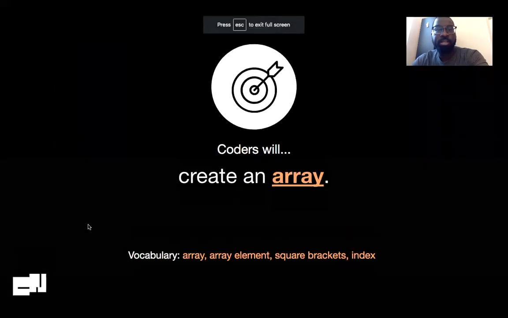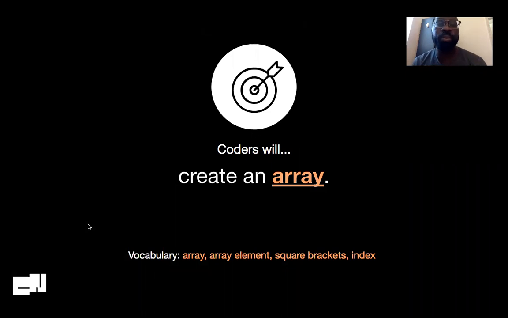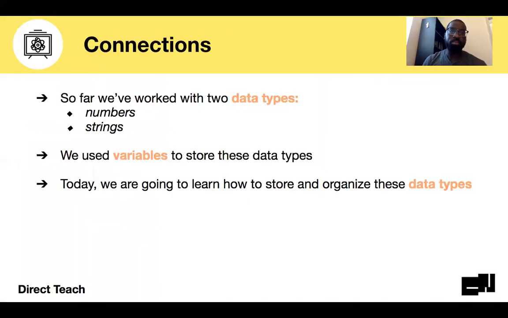All right, we're going to move on to the objectives for today. Let's read the objective together. Coders, we create an array. And then we have our vocabulary: array, element, square brackets, and index.